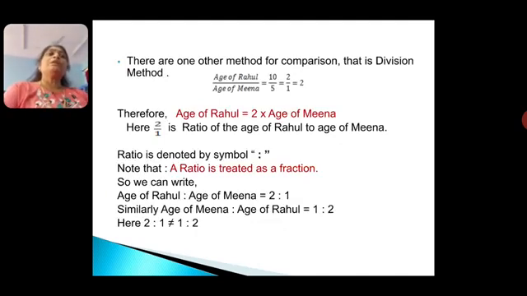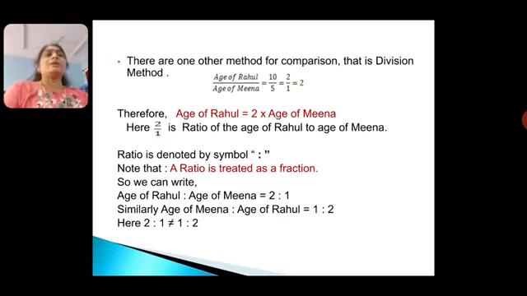There is one other method for comparison, that is the division method. If we divide the age of Rahul by the age of Meena, then we get age of Rahul divided by age of Meena equals 10 by 5. That means 2 by 1 equals 2. Therefore, the age of Rahul equals 2 times the age of Meena. Here 2 by 1 is the ratio of the age of Rahul to the age of Meena.